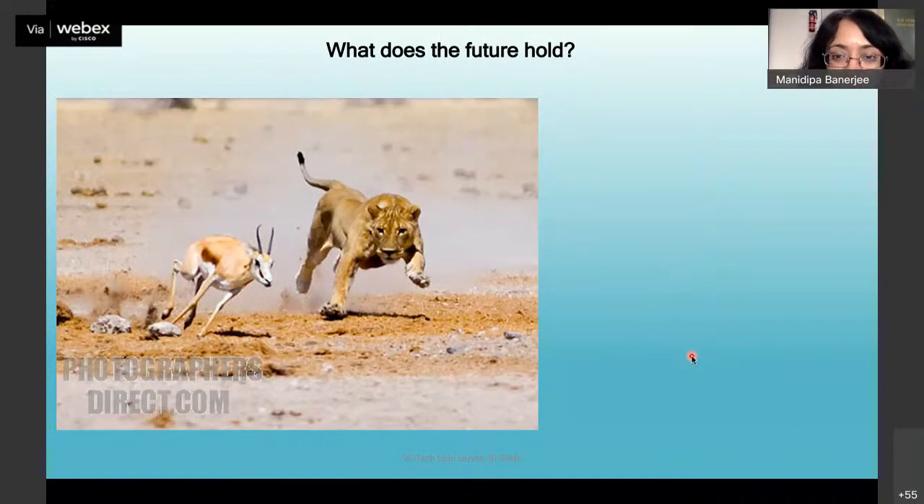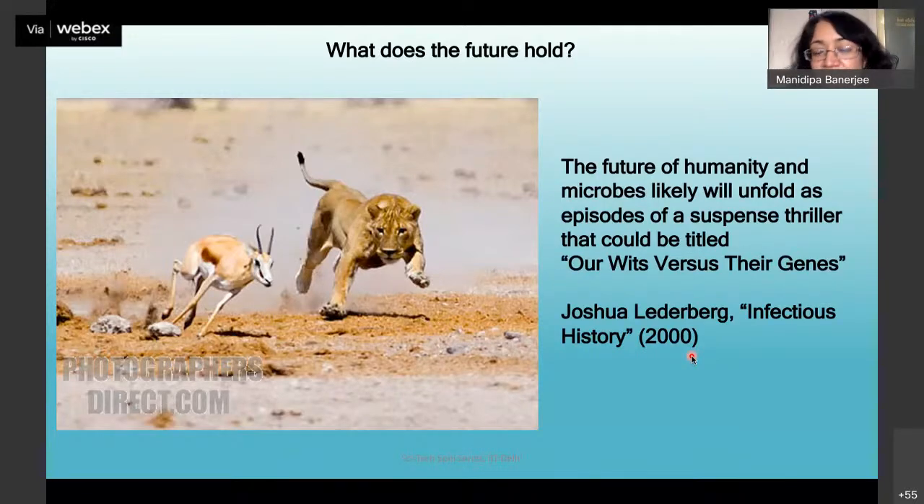There was a very famous scientist who worked on pathogenic bacteria, actually, and he got a Nobel Prize at the age of 33. His name was Joshua Lederberg. And he made a statement, which I think is very applicable to us: the future of humanity and microbes will probably unfold as episodes of a suspense thriller that could be titled Our Wits versus Their Genes. See, viruses are capable of evolving very fast. And due to natural selection, some strains become dominant and then they become easily transmissible. We do not have the advantage of very quickly changing our genome. But what we have is our wits.